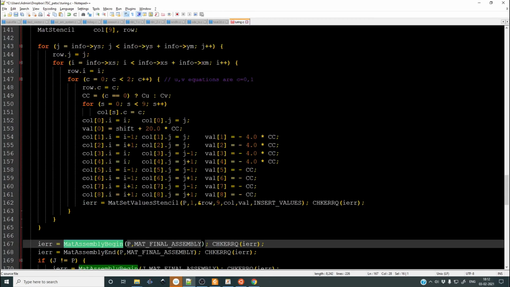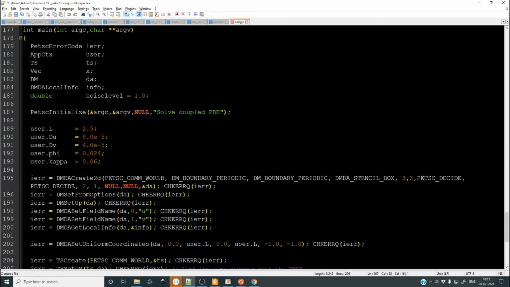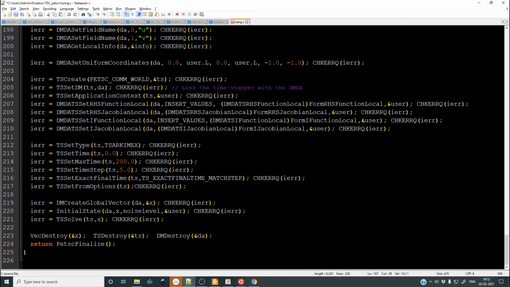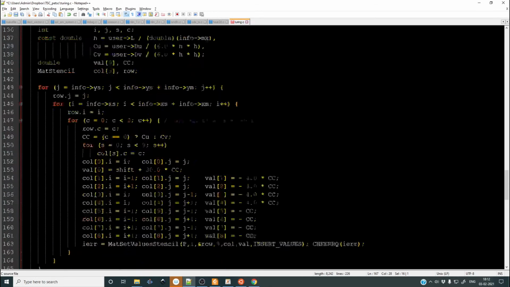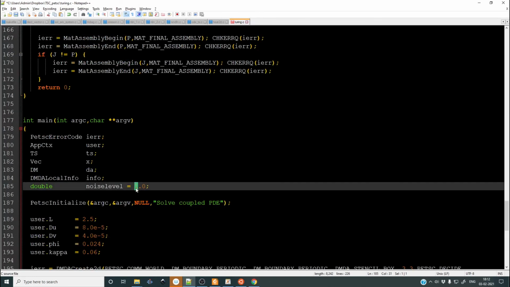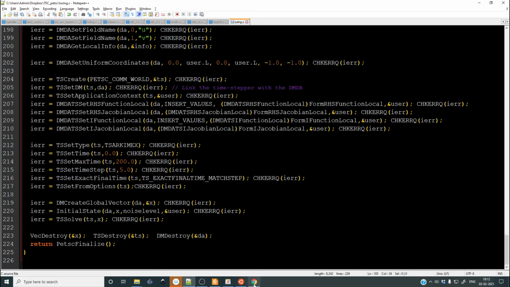So the functions are not that difficult, and we have set up an implicit explicit problem. Once everything is set, I guess all that is left is to run the program. So let me make the noise level a bit low, maybe 0.02. We'll increase the time later.